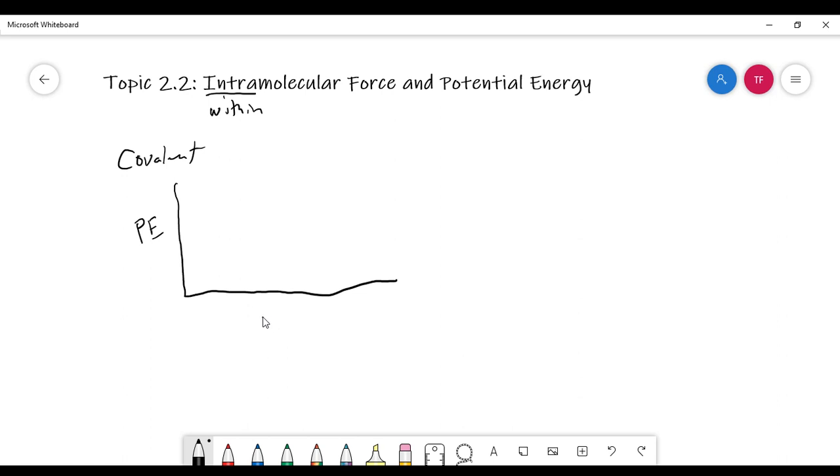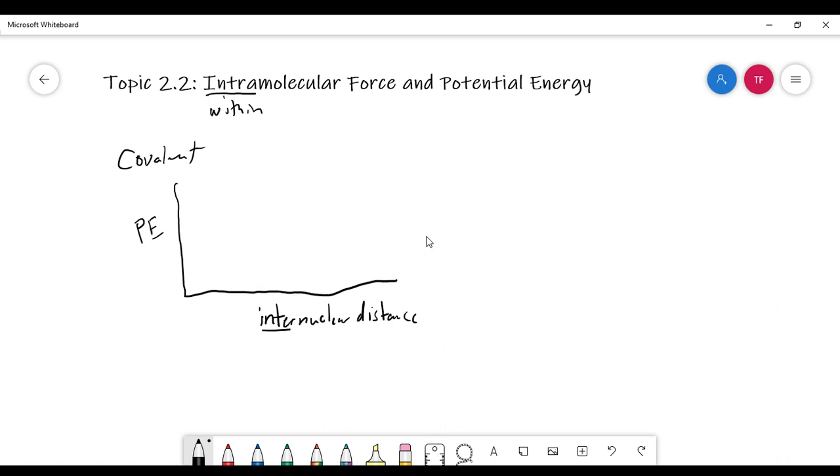And then down here, I'm going to have the distance between the nuclei of two atoms. So we're going to call this internuclear distance. That just has to do with the distance between two nuclei of two different atoms. The term inter means between.